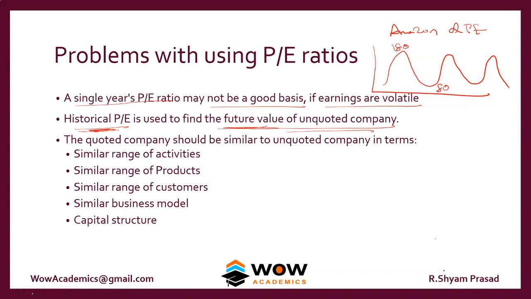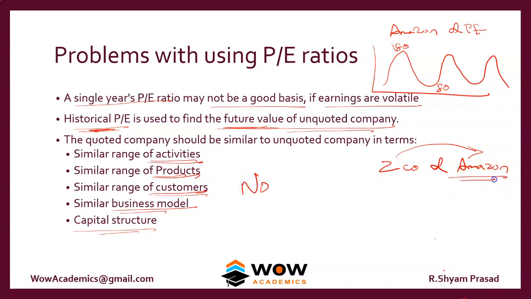The quoted company should be similar to the unquoted company. We took an example of Zco and Amazon. Zco should be very similar to Amazon. In what terms? The activities should be similar, the products should be similar, customers should be similar, the business model should be similar, and the capital structure should be similar. Is it possible to be similar in all the ways? The answer is no. So we should not use Amazon's PE to value Zco. But this also happens in reality: even though there is no very similar company, they use a very near company as a proxy. They take the very similar company's PE ratio and try to value an unquoted company. That is how it works.